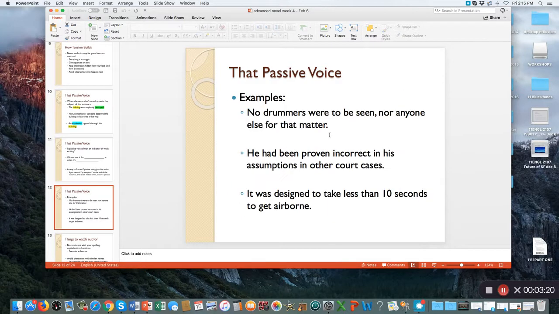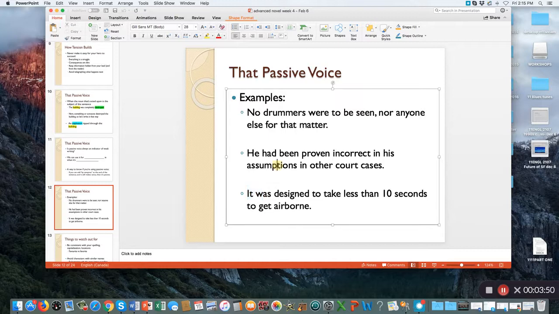Okay, so a couple of examples. No drummers were to be seen, nor anyone else for that matter, by monsters. So that is passive. He had been proven incorrect in his assumptions in other court cases by monsters. So this is also passive. It was designed to take less than 10 seconds to get airborne. This also is passive. One of the giveaways here is the use of the words "it was." And whenever I see things like "to be seen" or "to be drunk" or "to be whatever it is," or "had been this" or "had been that," for me those are indicators of a passive type of voice.